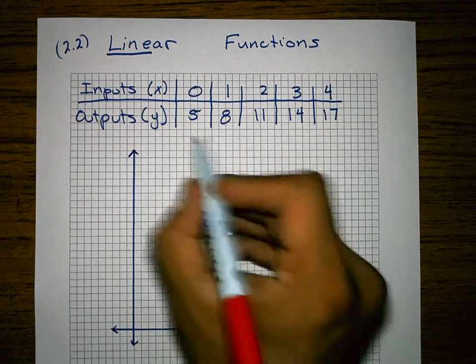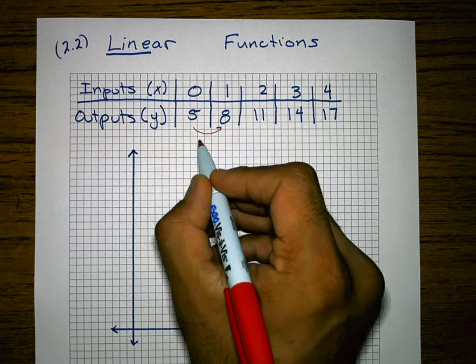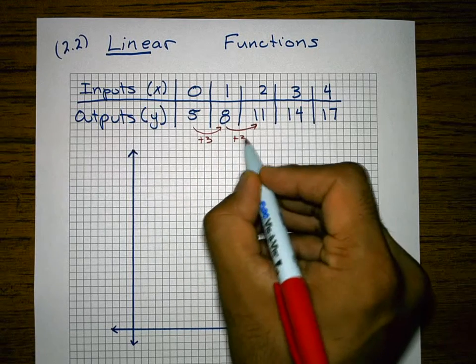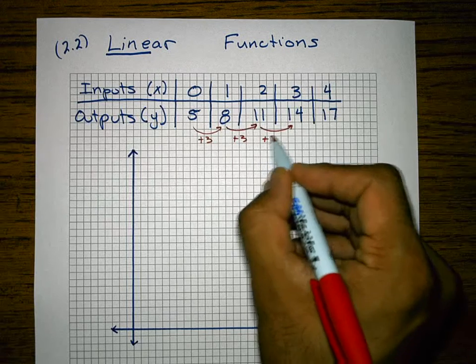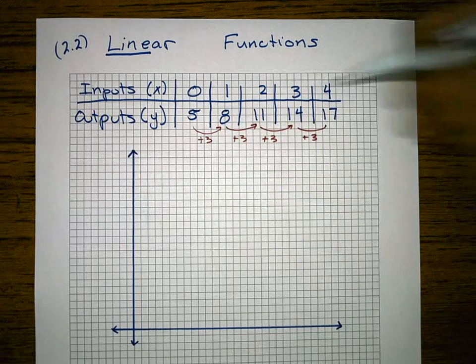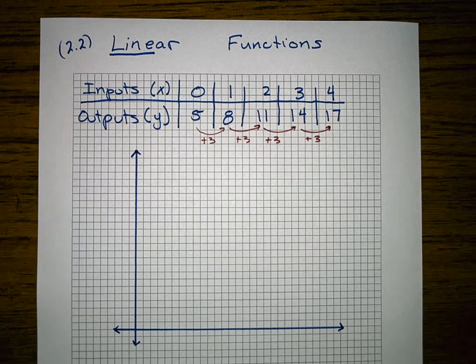So I look and see how I change from the first one to the second one, and I add a 3. Then I look at how I change from this one, and I add a 3. If it's linear, that's always true for the same change in x. So this looks linear, but maybe I need a graph to visualize that, so I'm going to graph it as well.